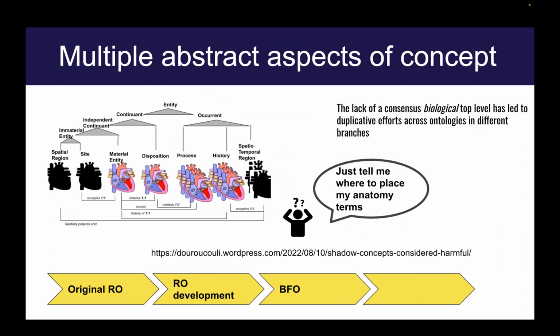What we essentially see is that for any one individual concept that we might have in one of our ontologies, like the concept of a heart from an anatomical ontology, BFO gives us this range of different aspects for talking about that thing. We could be talking about the material entity itself. We could be talking about its site or its spatial region, the processes that occur within the heart, or the history of that heart, and so on.